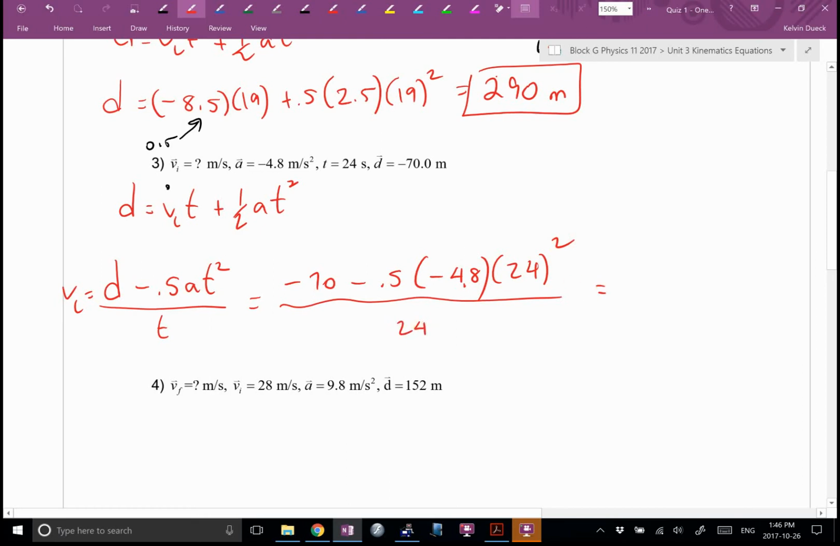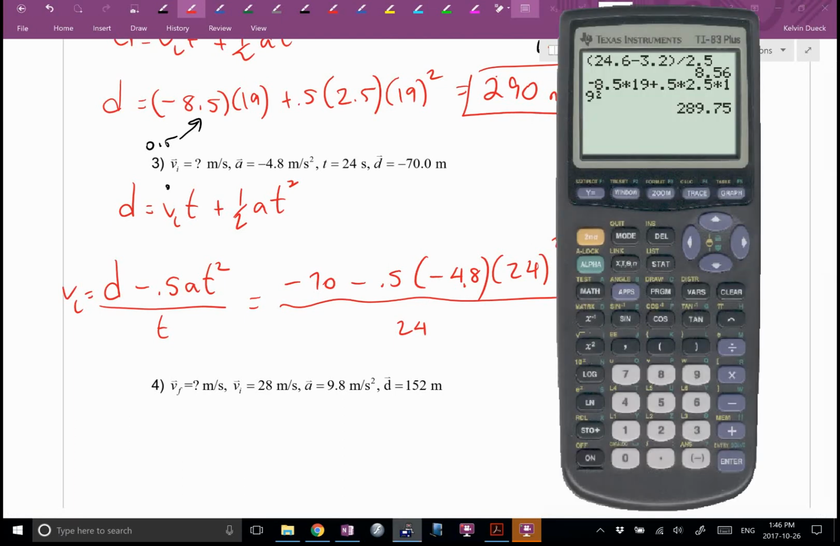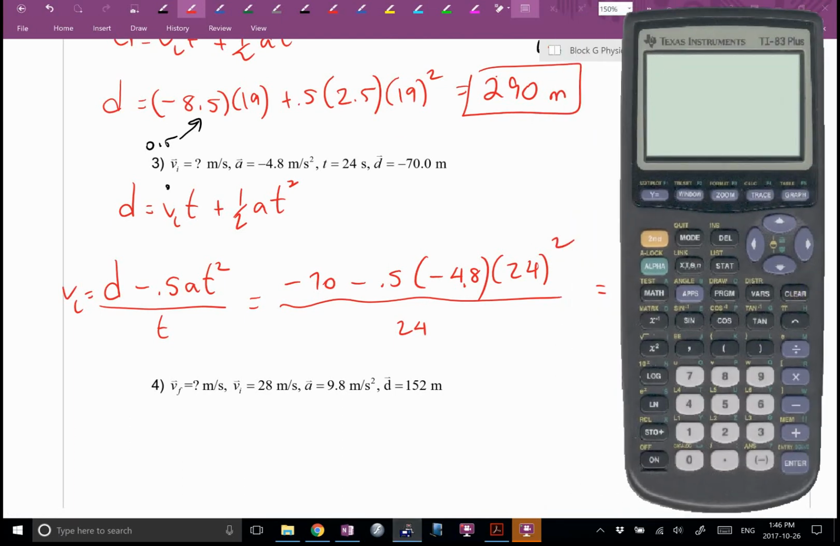Little reminder, I write brackets to show multiplying when I'm handwriting, but you've noticed the only brackets I tend to use on my calculator are a big bracket around the top. Then I'll go negative 70 minus 0.5, hit times instead of bracket, negative 4.8 times instead of bracket, 24 squared. Close off the top, divided by 24.